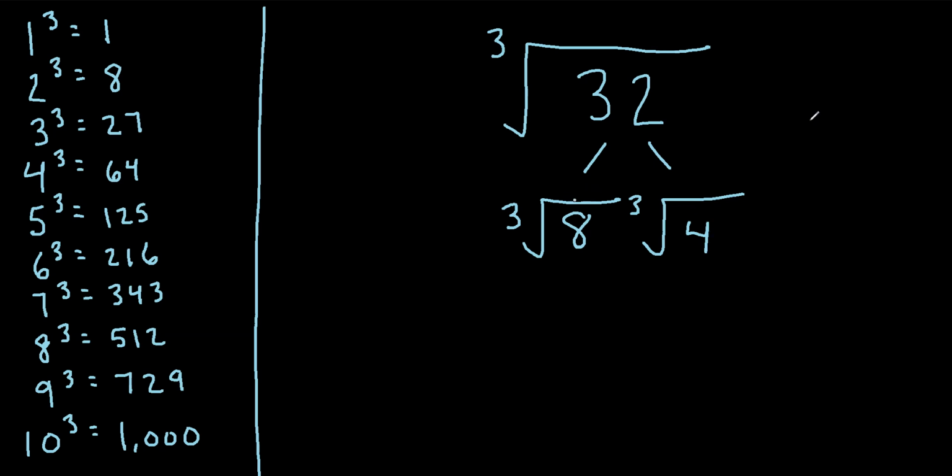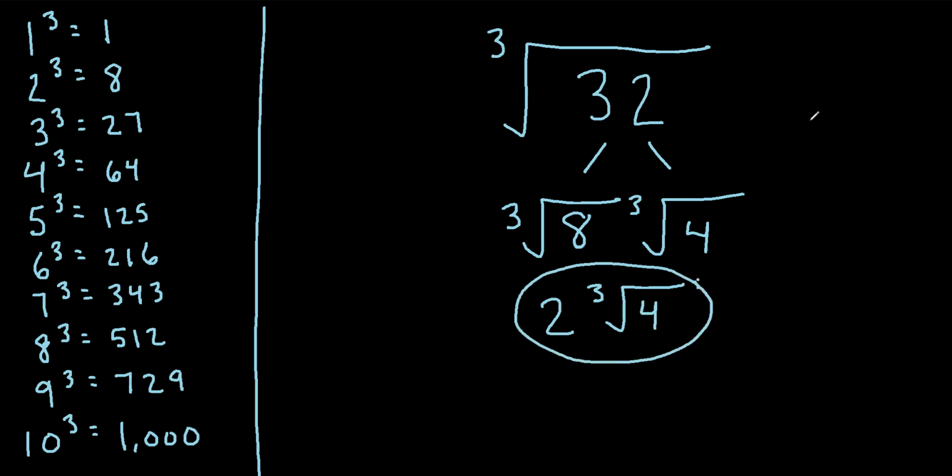Now, here's the neat part about this method. The cube root of 8, this right here, is just equal to 2, since 2 cubed is 8. So this whole expression right here simplifies to 2, and we're left with the cube root of 4, which does not have a perfect cube root, so we can just leave it like this. So that is our final answer.